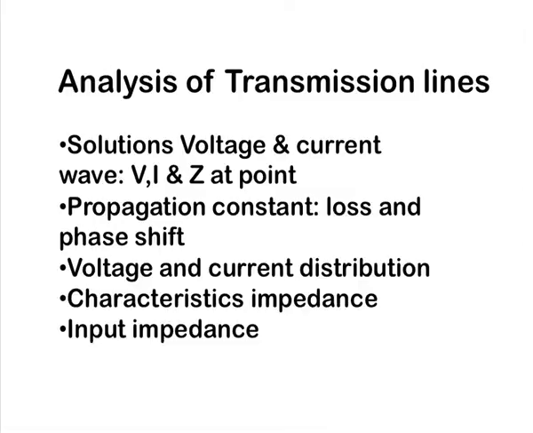The transmission line secondary parameter, which is called the propagation constant, tells what is the loss of the line, how much phase shift takes place, the voltage and current distribution along the line, the characteristic impedance and the effective impedance of the line.